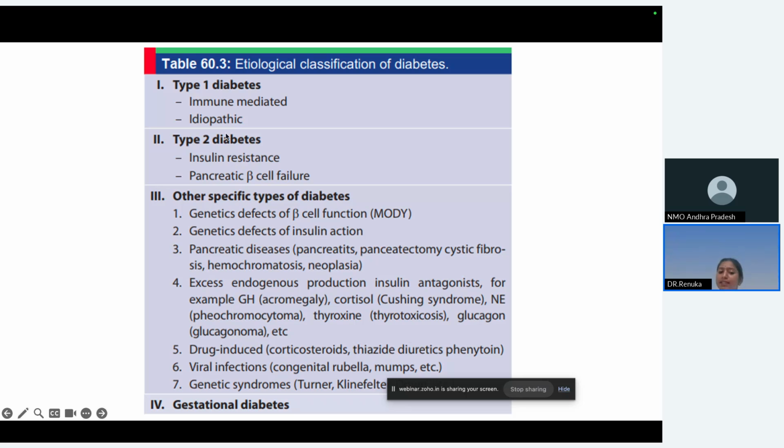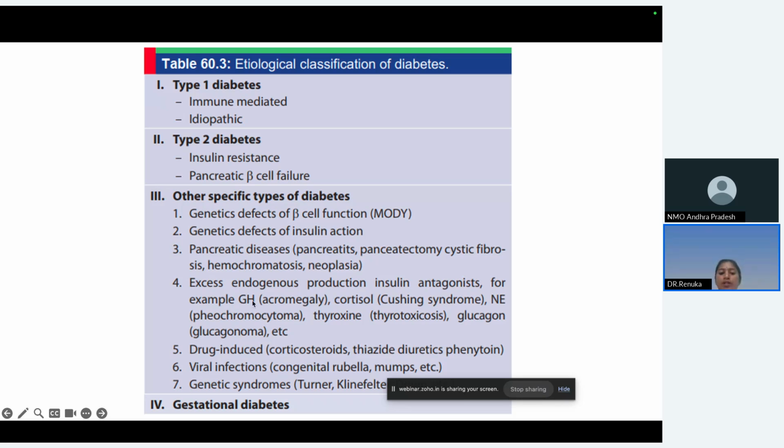Insulin resistance will be present in type 2 diabetes. There are other specific types of diabetes also, because of genetic defects of beta cell function or insulin action, maybe due to pancreatic diseases such as pancreatitis, pancreatectomy, cystic fibrosis, hemochromatosis, neoplasia. Because of all these pancreatic diseases, we can have diabetes. And also due to excessive endogenous production of insulin antagonists such as cortisol. Cortisol is an insulin antagonist. In case of Cushing's syndrome, we have a lot of cortisol.